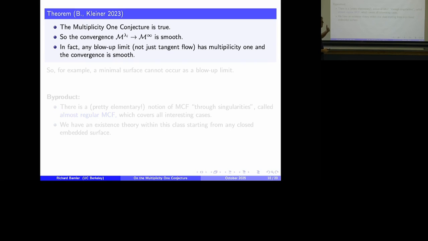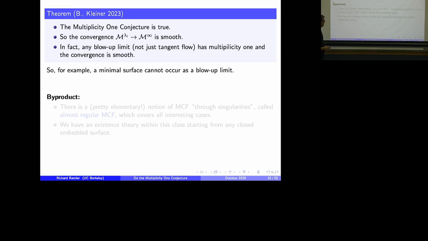We can even consider flows that have already flown through certain singularities. And then the next singularity that shows up is also only of multiplicity 1. And so, to the last point, this implies that a minimal surface can never show up as a rescaling, as a blow-up limit. This is something that people were afraid of for a long time. And this follows from the last point, so if you think about this.